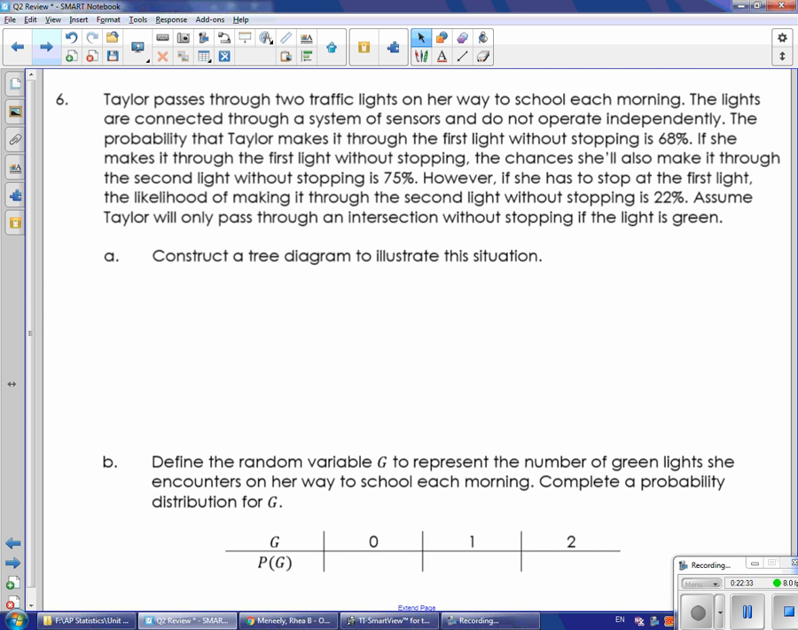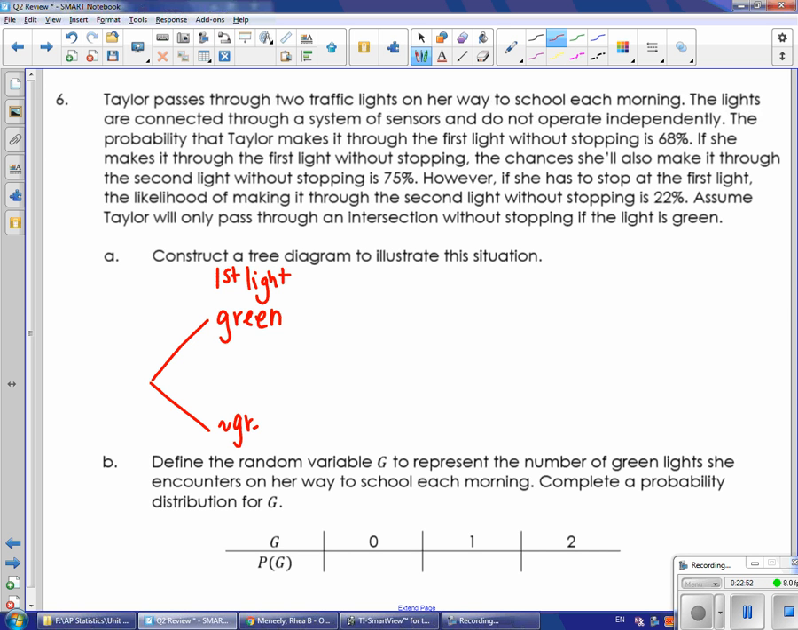The first thing you're asked to do here is construct a tree diagram. So the first set of branches is going to be the first light. We're going to say she passes through the first light without stopping, which basically means that the first light is green. So the first light is either green or not green. I'm not going to worry about all of the different red or orange or yellow or whatever. It's either green or not green. And the probability that she's able to pass through the first light without stopping is 68%. That means that 32% of the time, it is not green and she's going to have to stop.